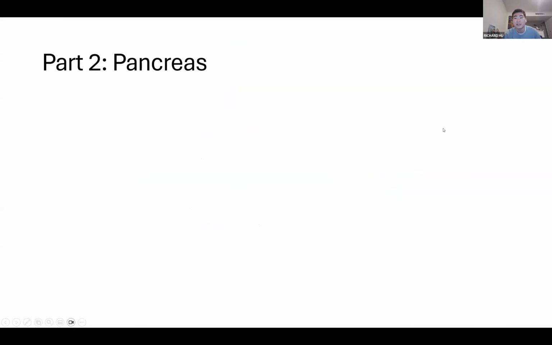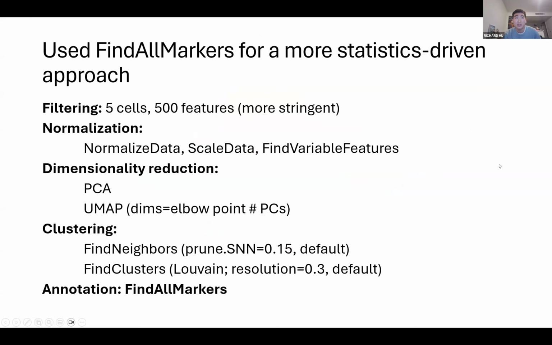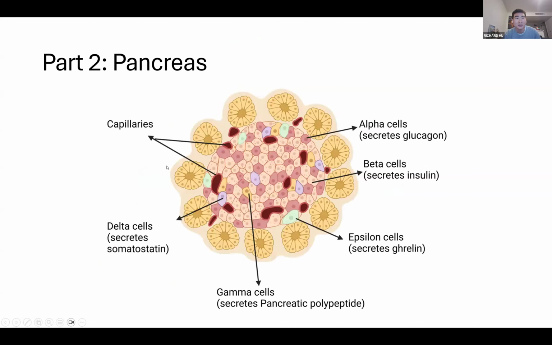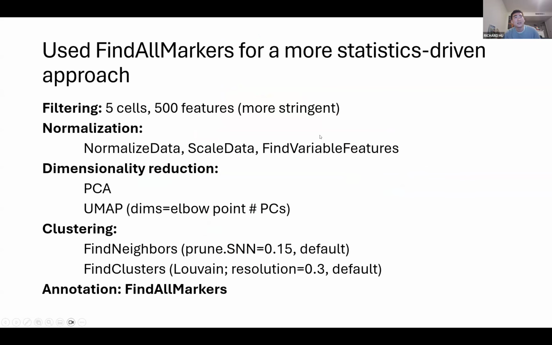I'll quickly go over the pancreas data set. Here we're looking at gamma cells and alpha cells. For this one, I changed my workflow a little because we're looking at only 2 cell types, so I still keep a stringent threshold. This is my normalization. The most interesting thing is I set my clustering back to mostly the default method, because there's less importance on having tight clusters in this case. And for now, I'm trying FindAllMarkers to distinguish the 2 cell types.